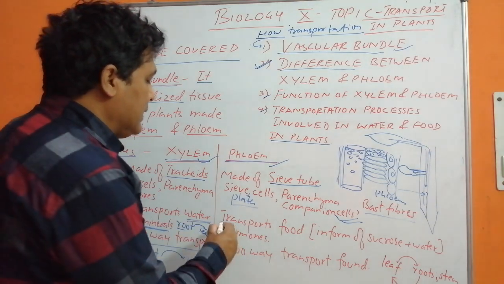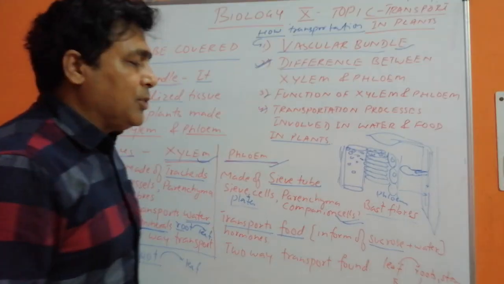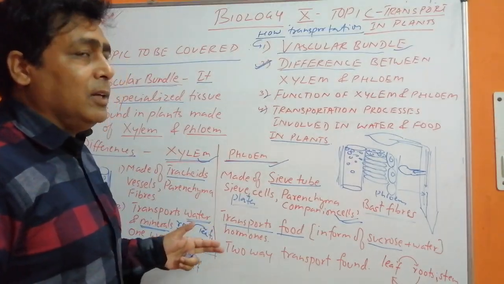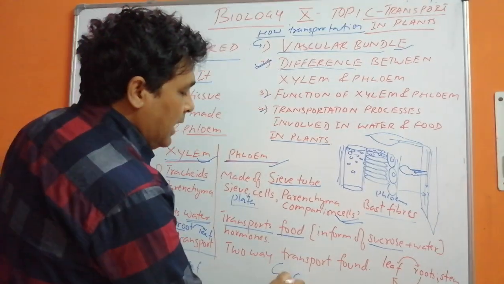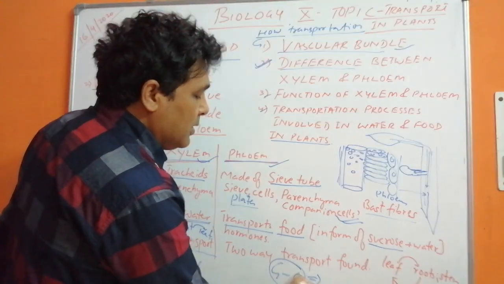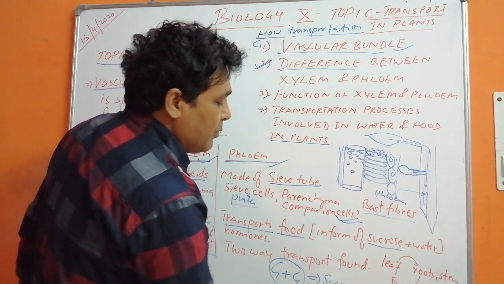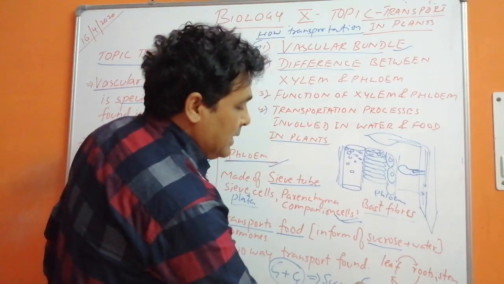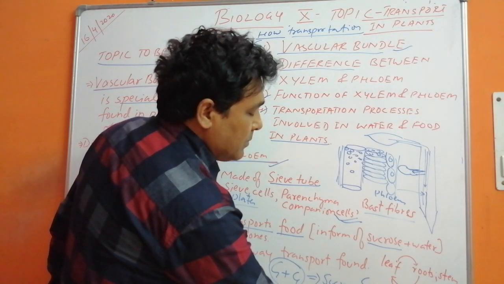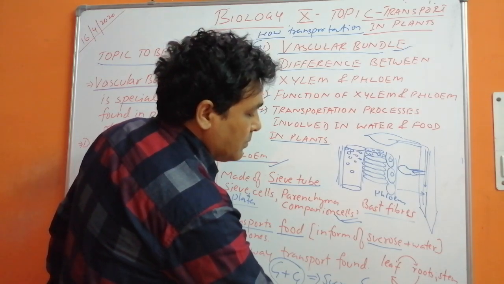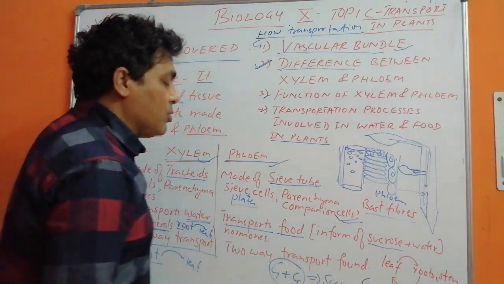Then comes, what does it transport? It transports food in the form of sucrose. Actually, plants prepare glucose and then glucose is transported in the form of sucrose. When two molecules of glucose bond together, sucrose is formed. So this is going to be the sucrose.